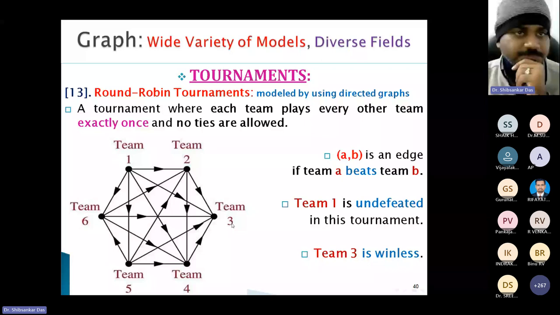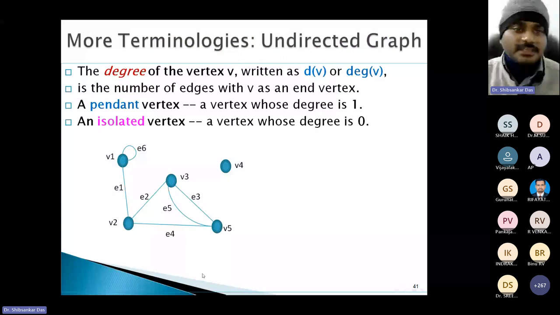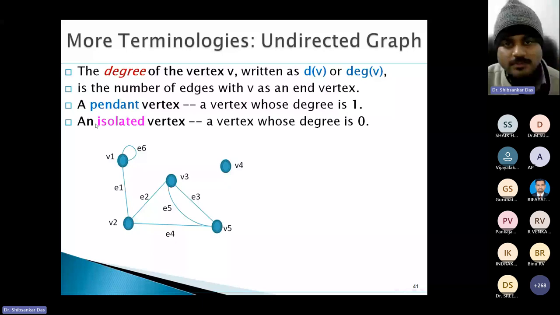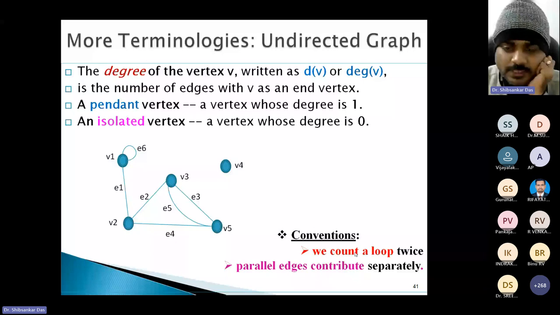What about the degree of the vertices? Degree of a vertex is nothing but the number of edges associated with this vertex. For example, here the degree of this vertex is 3. Here the degree of this vertex is 2, because it is associated with this edge and this edge. The number of edges associated with a vertex is its degree. If it is 0, it is called an isolated vertex. For a pendant vertex, the degree is 1, and so on. The convention is that we count two for a loop, we count degree twice. A parallel edge contributes separately.